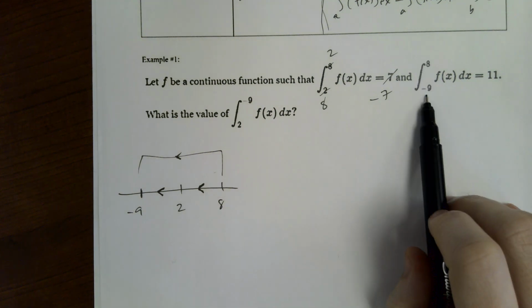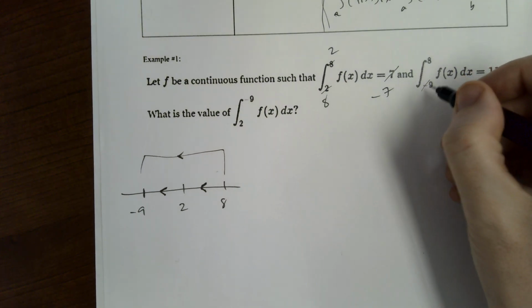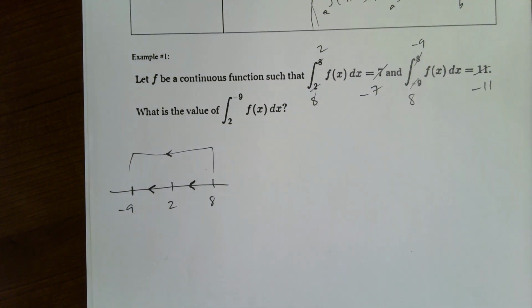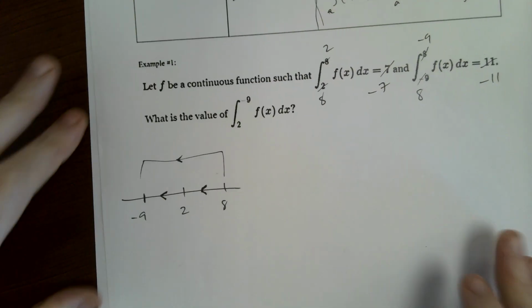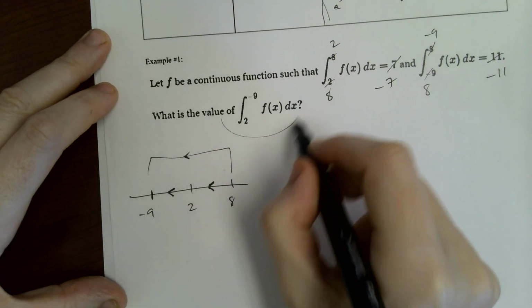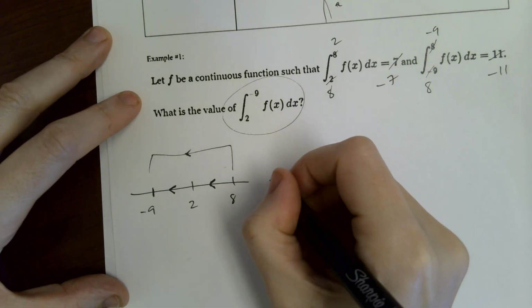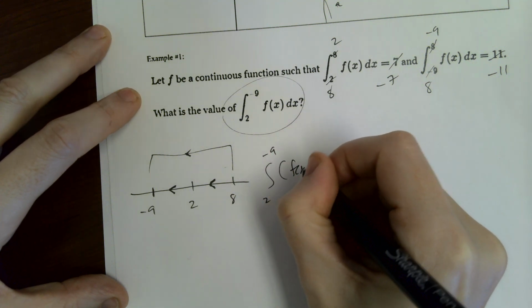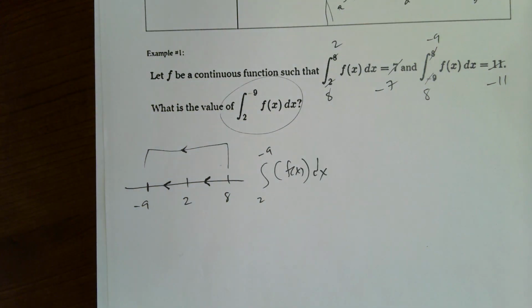How about this one? -9 to 8. That's also going forwards. So 8 to -9, and then that's going to be -11. Okay, so make everything go in the same order. Then take what you're finding and write it down. We've got to use nice notation throughout. All right, so that's what we're finding.